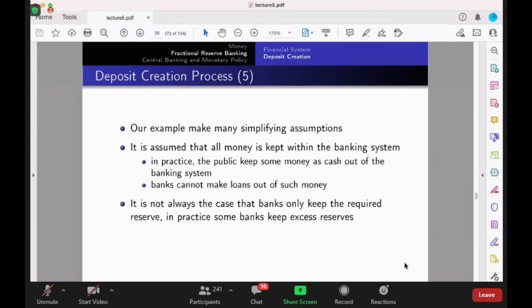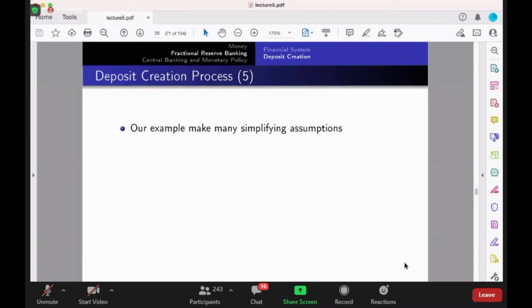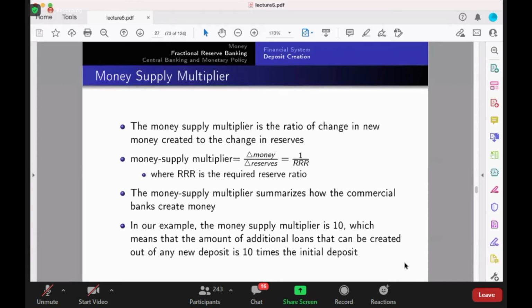Our example makes many simplifying assumptions, but before we come to those, this is a very good example to show you how the deposit creation process goes. If you want to know the total amount of money that will be made, all you need to do is multiply the multiplier by the initial deposit that was made. Is it clear?